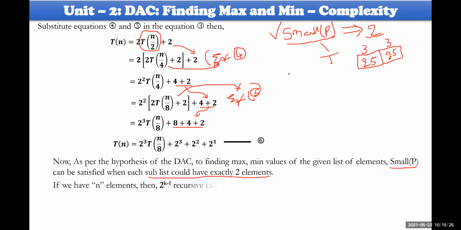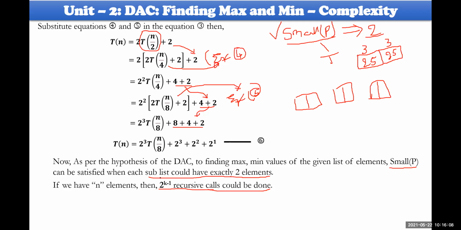So if you consider this, what are we supposed to do? We have n elements, and you are supposed to do 2 of k minus 1, that is, k minus 1 recursive calls will be done here. If you do k recursive calls, obviously small of p will be taken singularly. Please try to understand: each sublist must have 2 elements. Because of this particular reason, k minus 1 recursive calls will be done here. Keep this point in your mind.